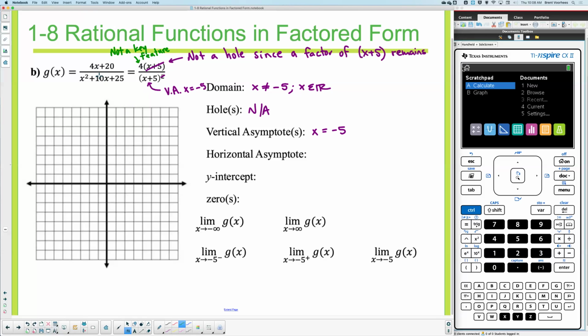It's a little bit like if you think of a string that's set up like a C and you start to pull the two ends tight, how it straightens out a little bit. That's what that number 4 will do. It'll straighten out the C. So that's not a key feature.